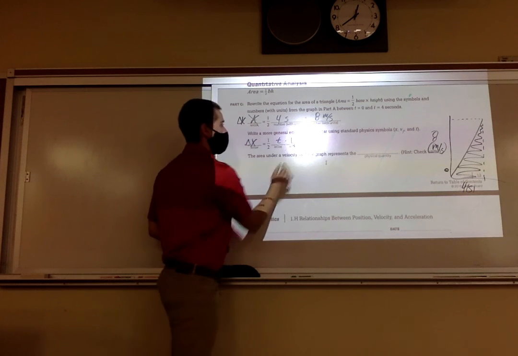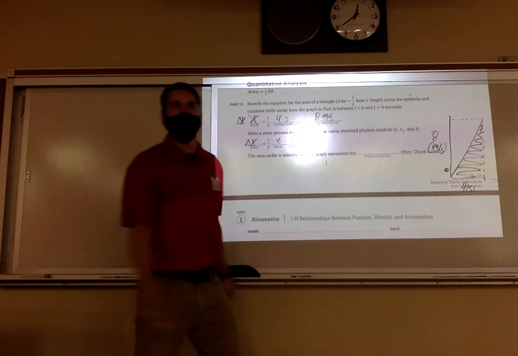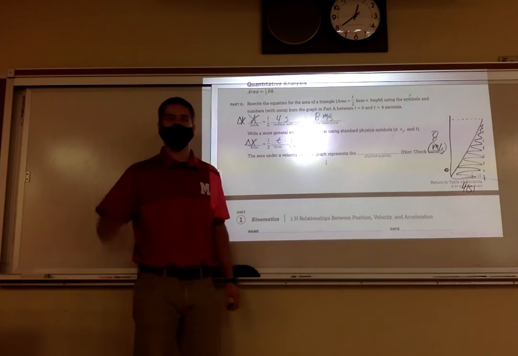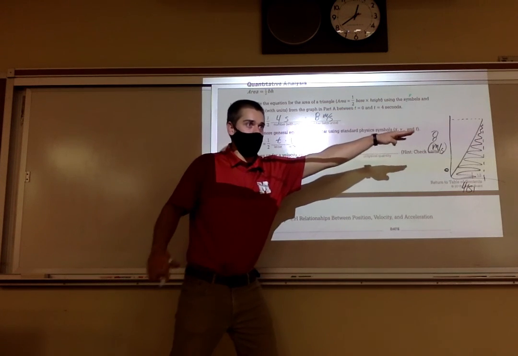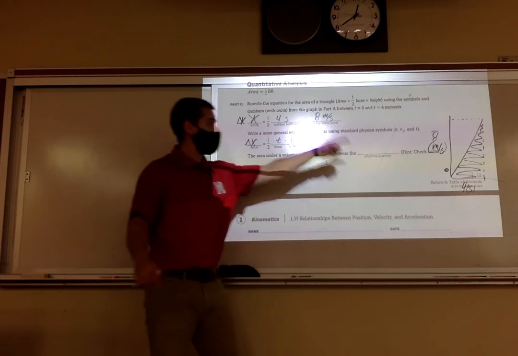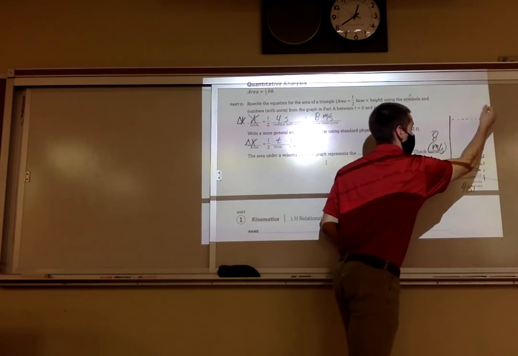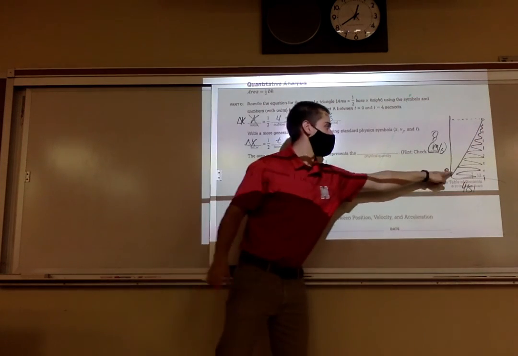You have a triangle, you don't plug in V, because I don't know which one it was. It changed. The other situation, it was constant. It was literally just a line. 5 meters per second for 10 seconds, it's just a rectangle. This is a triangle. This height is this point. That point is the final velocity, not the initial.